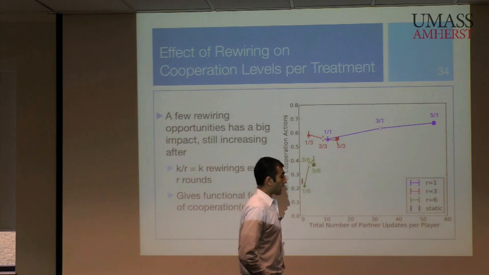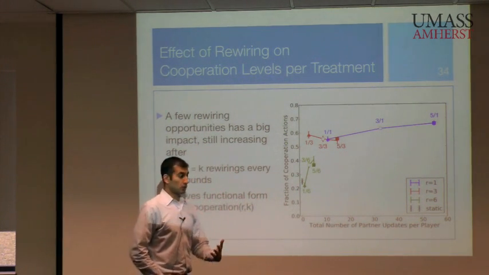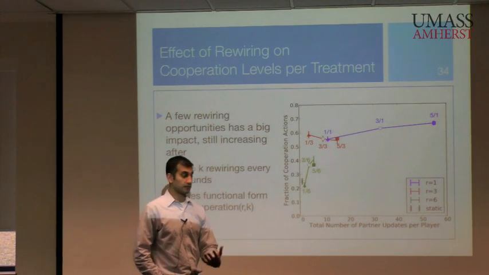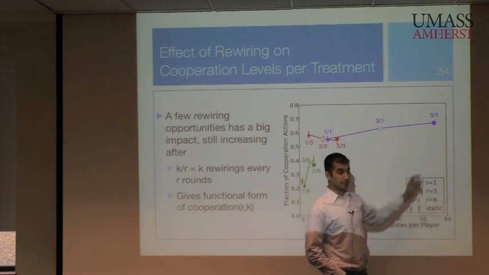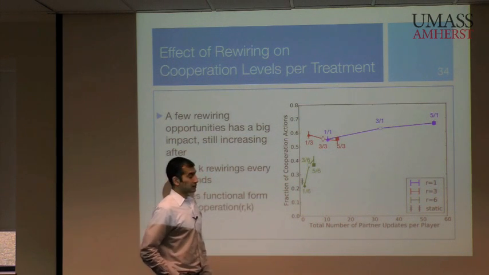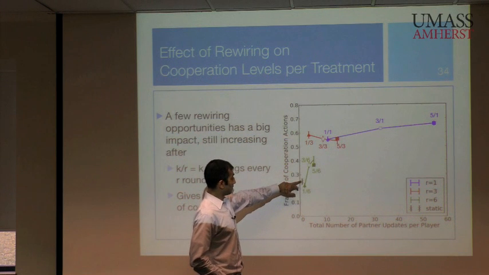Say I was allowed to update 5 links after every round, right? So after round 1, I could update 5 links. After round 2, 5 links. 3, 5 links. So that's 11 rounds. I could update 5 links. That's 55 on the x-axis. Okay? And the y-axis is the fraction of contribution actions. Again, average over all rounds. This is static, this black dot here.